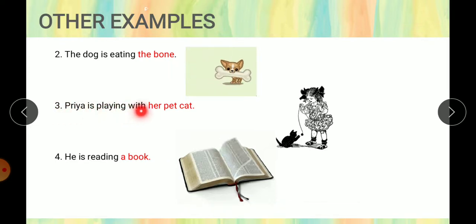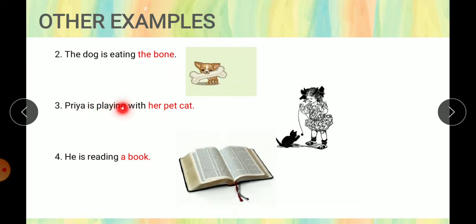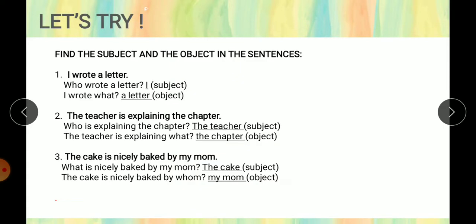Priya is playing with her pet cat. Is playing is the verb. Is playing with what? Her pet cat. So this is the object. He is reading a book. Reading is the verb. So a book is the object. And what is he? He is the subject. So now let's try a few examples. I wrote a letter. Now you have to find the subject and object in the sentence.